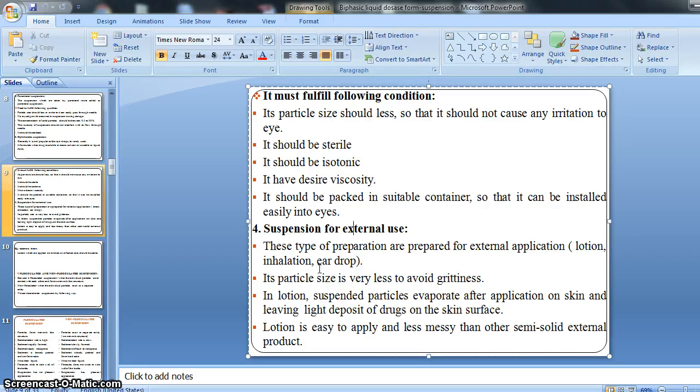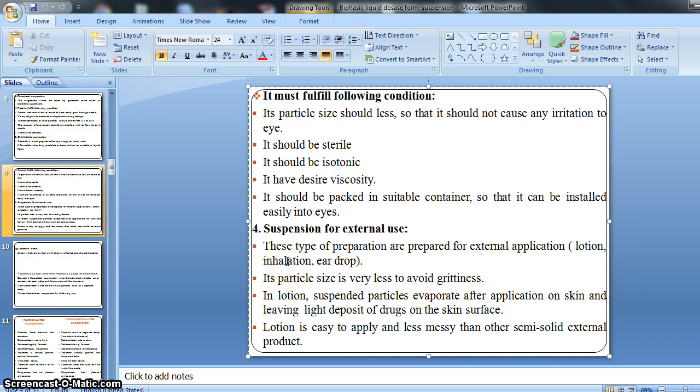Lotions are also available in suspension form. In our previous lecture we studied the lotion that is a monophasic kind of lotion, right? But there is one kind of suspension which is dispensed in lotion form, that is a lotion containing suspension, right? Then some inhaler type of preparations are also dispensed in suspension form. The inhaler is one kind of device, right?